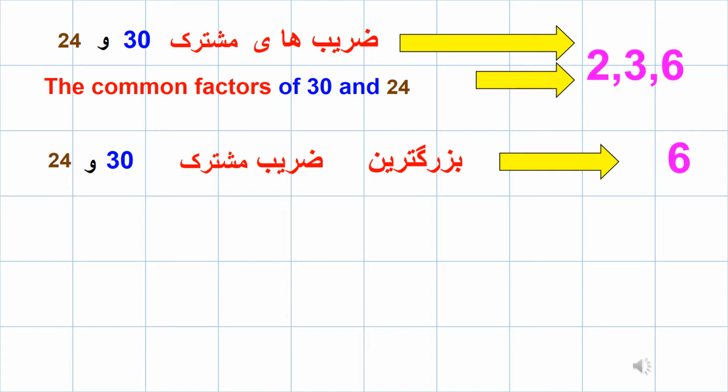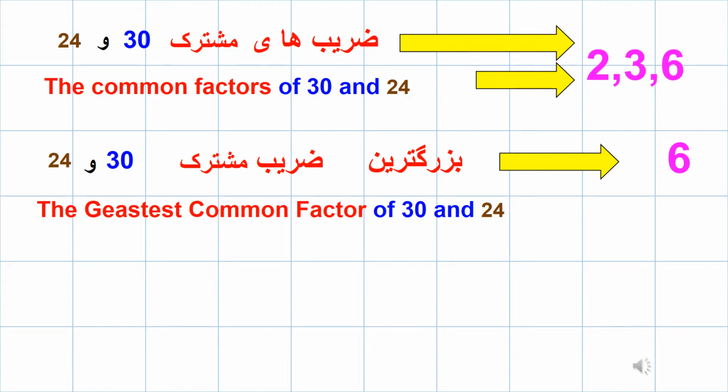The common factors of 30 and 24 are 2, 3 and 6. But the most important one is the biggest one, which is number 6. 6 is the greatest common factor of 24 and 30, or the GCF of 24 and 30 is 6.